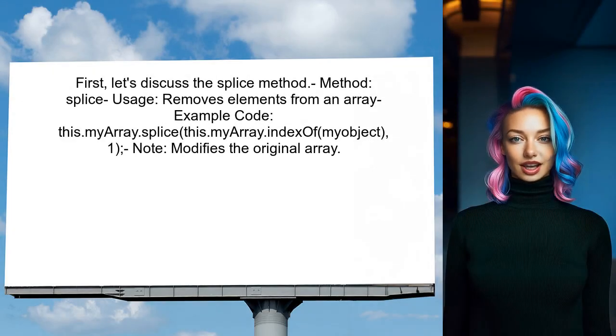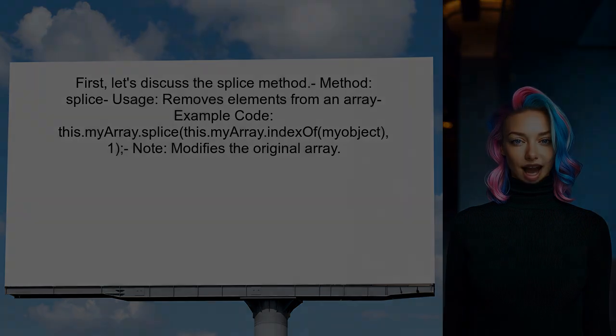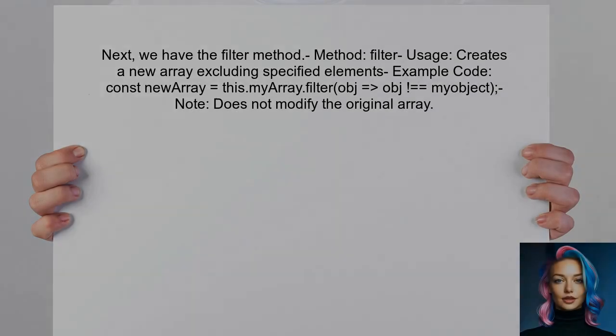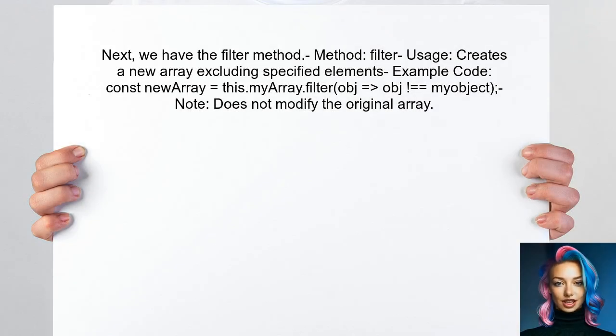The user can use Splice to remove an object from an array by specifying the index of the object to be removed. This method modifies the original array directly. Next, we have the Filter method. This method creates a new array that includes all elements except the one specified. Unlike Splice, Filter does not modify the original array.